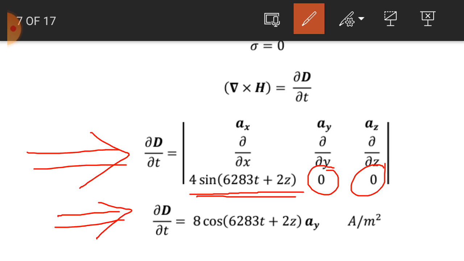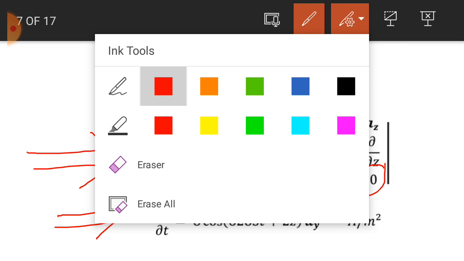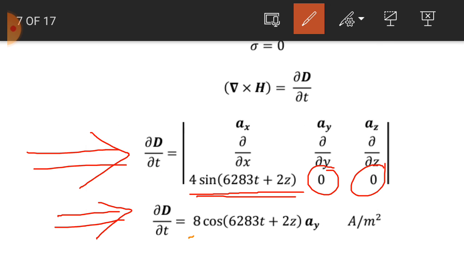So curly D by curly t is the displacement current density, and the displacement current density in this numerical example is equal to 8 into cos of 6283t plus 2z Ay. We know that the unit of the displacement current density is ampere per square meter.